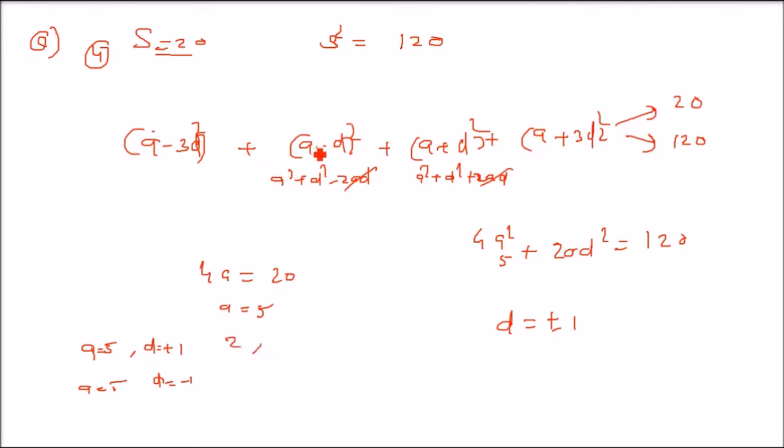What is the first term? a minus 3d, it is 2. a minus d, 5 minus 1, it is 4. Now 5 plus 1, 6. Now 5 plus 3 into 1, it is 8. Right? Now when you take minus 1, it is going to come as 8, 6, 4 and 2. So this is how we are going to solve this.